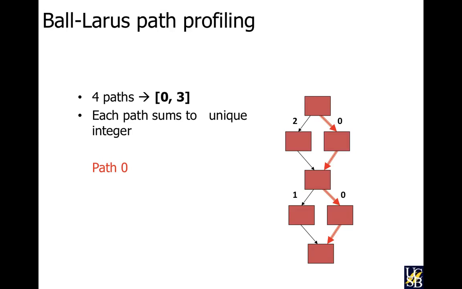In this example, with this edge numbering, the path in red sums to 0. So this is path 0. This path in red sums to 1. This path to 2, and this path to 3. There are 4 paths through this method, and we can number the edges in this way such that each path has a unique number: 0, 1, 2, or 3.